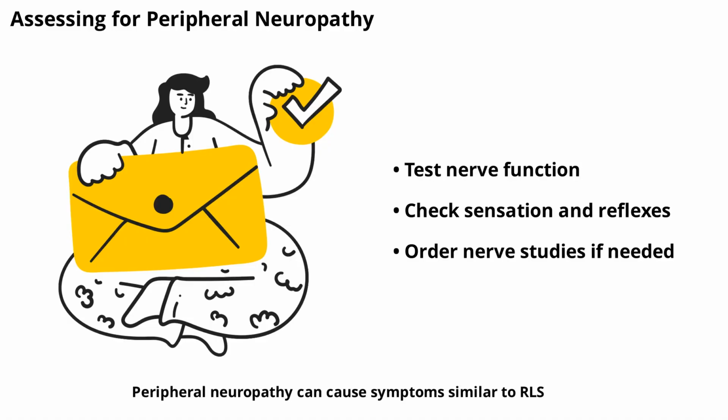Peripheral neuropathy can cause symptoms similar to RLS, such as tingling, numbness, or pain in the legs. Doctors perform specific tests to assess nerve function, including checking for sensation, vibration, and reflexes. If neuropathy is suspected, additional tests like nerve conduction studies may be ordered. Differentiating between RLS and neuropathy is essential for accurate diagnosis and effective treatment.